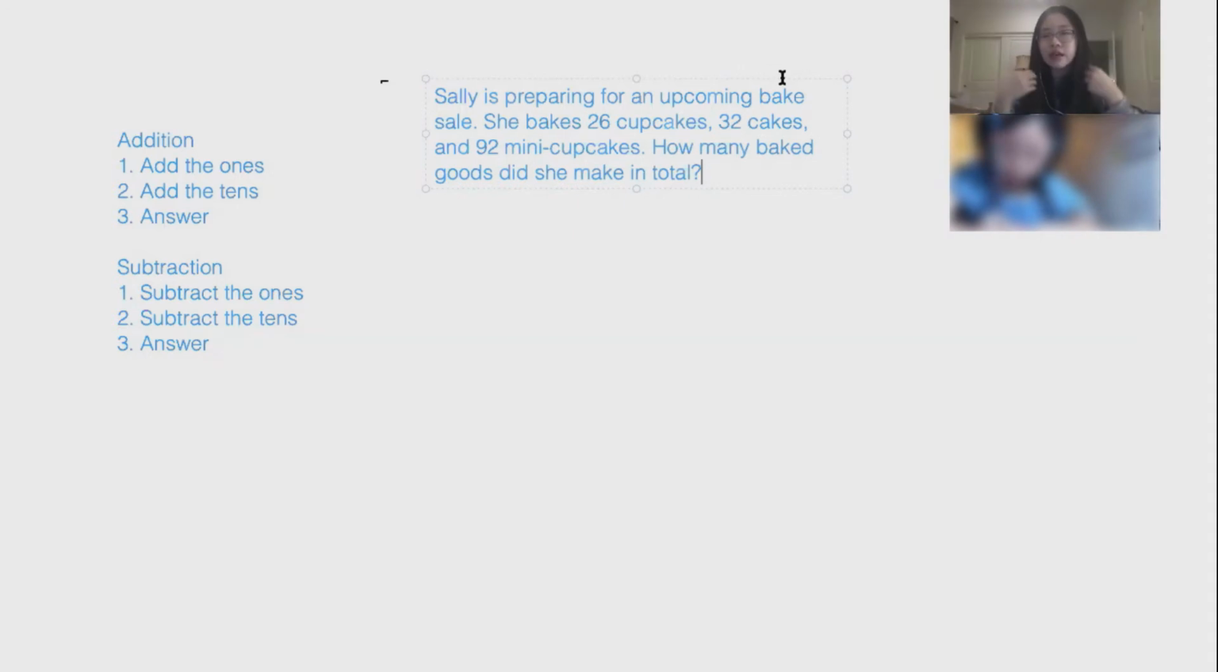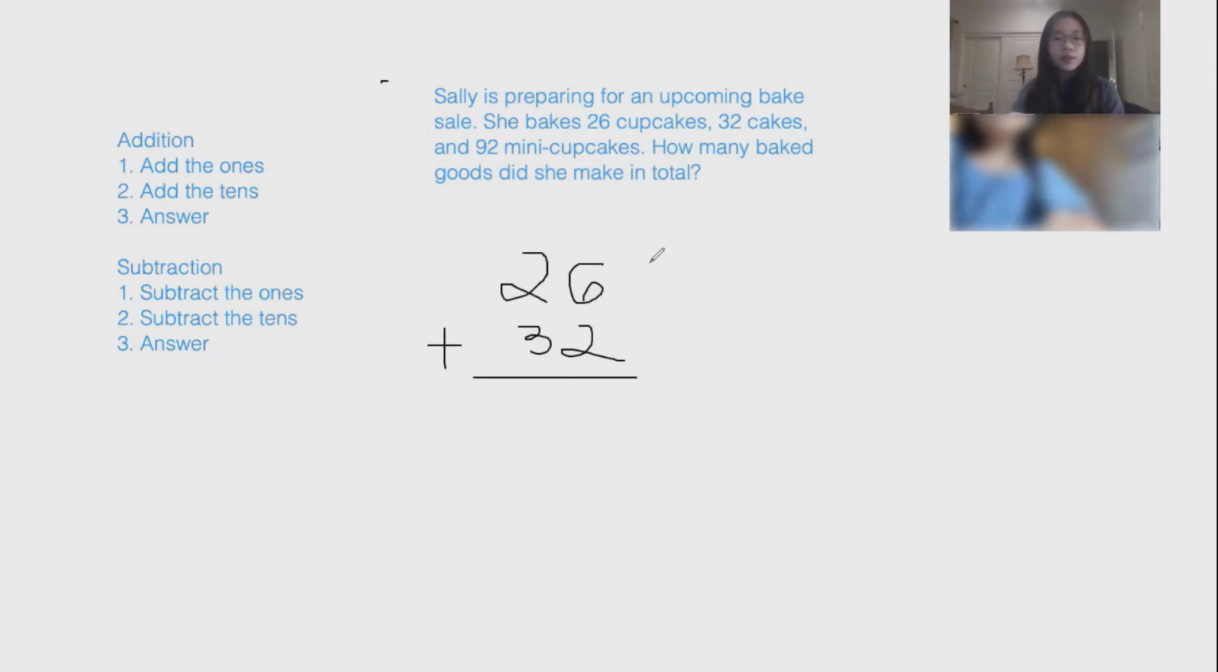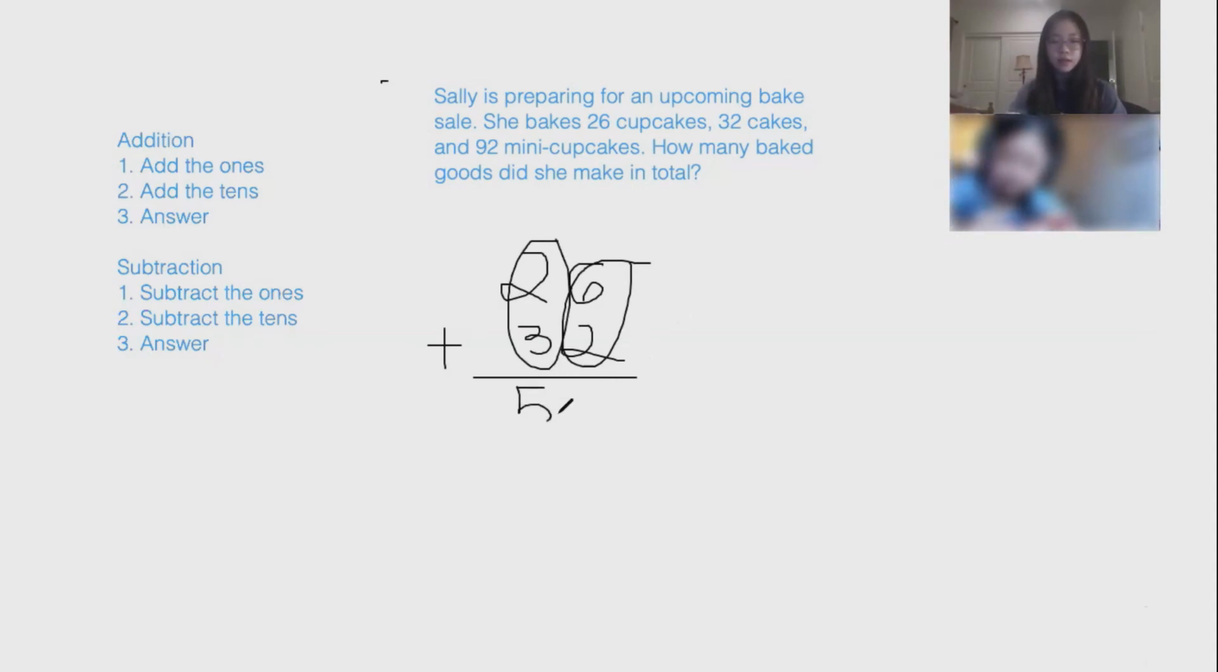So obviously we're adding because we're putting them all together and we're counting how many we have. So our first step is to add them, right? So let's do 26 plus 32 first. Remember, we add the ones and then we add the 10s. 58, exactly. So then let's put 58 down. Done. Is 58 our final answer, or do we have one more step to do?